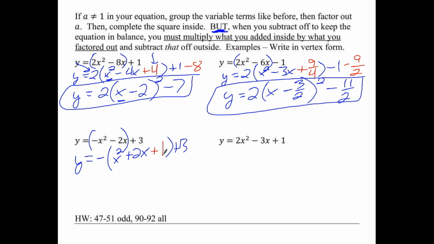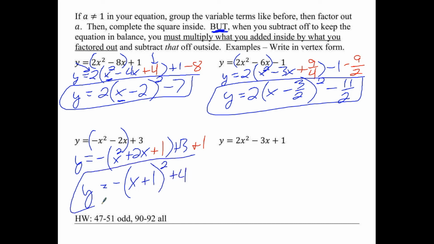So what am I doing outside? I'm not subtracting. Why am I adding 1? When I distribute that negative in, what I really did here was I subtracted 1 inside. So therefore, to undo that, I'm going to have to add 1 outside. Good job. That one always throws people. Okay, we're ready for vertex form. Plus 1. Okay. Yes. All right.